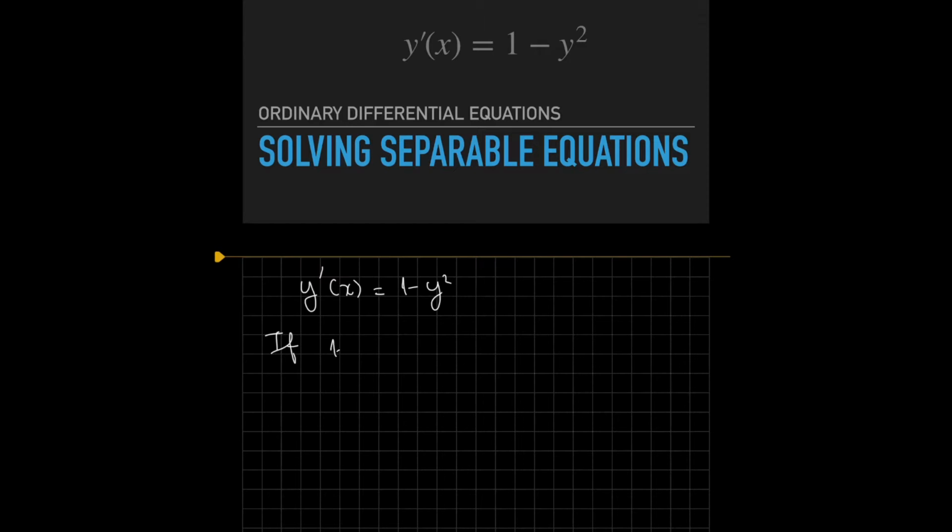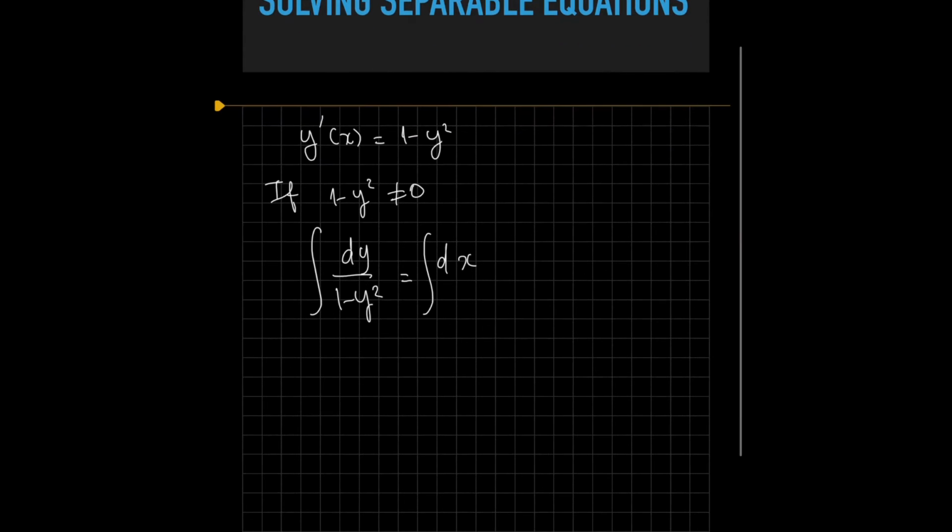Now, if the right-hand side, 1 minus y squared, is not equal to 0, note that this is important because in the next step we will be dividing by 1 minus y squared. So if that is not equal to 0, we can do the division. And now we have, so let's just do the integration.